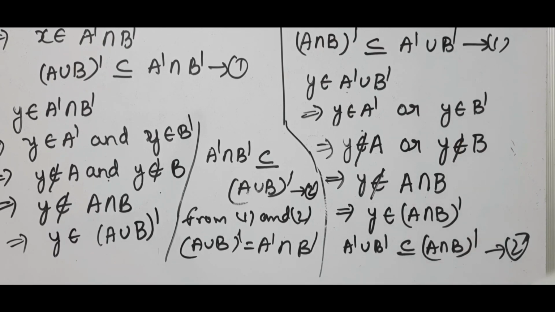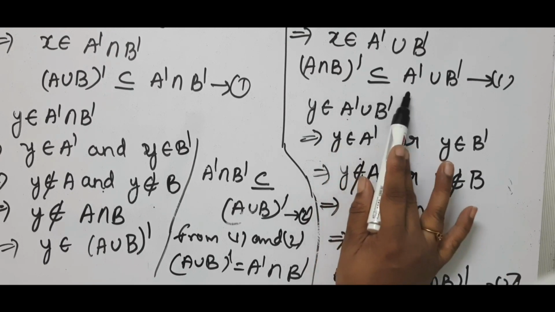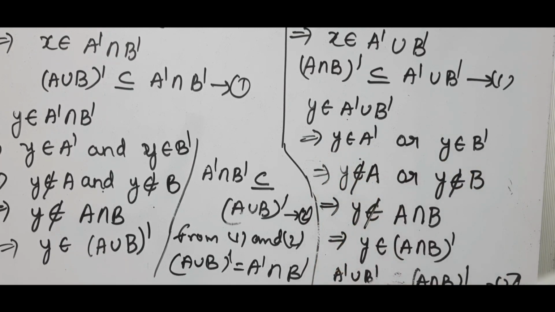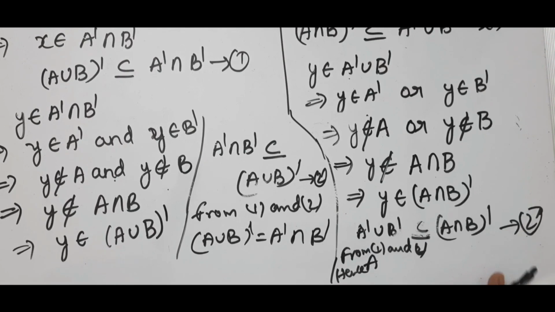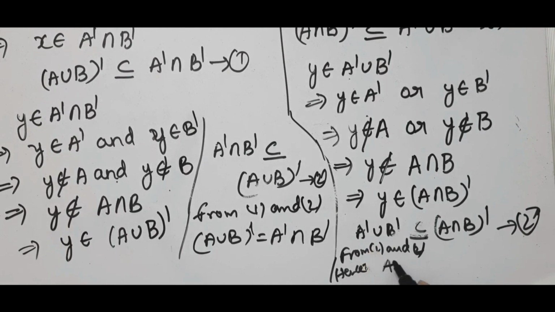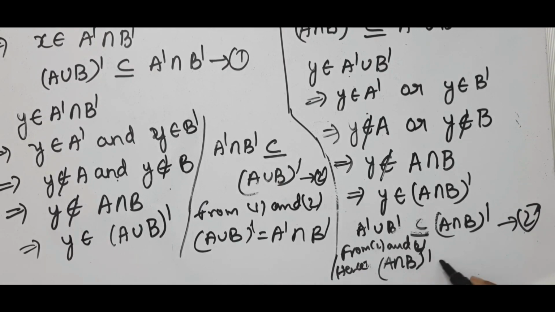From 1 and 2, it is clear that from 1 we have proved that A intersection B whole complement is a subset of A complement union B complement. Here we have shown that A complement union B complement is a subset of A intersection B whole complement. Hence, from 1 and 2, it is clear that A intersection B whole complement is equal to A complement union B complement.